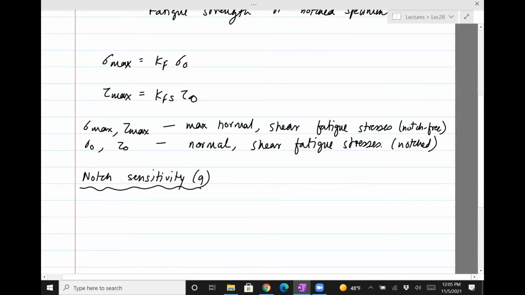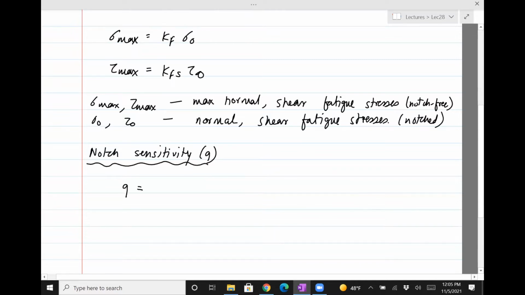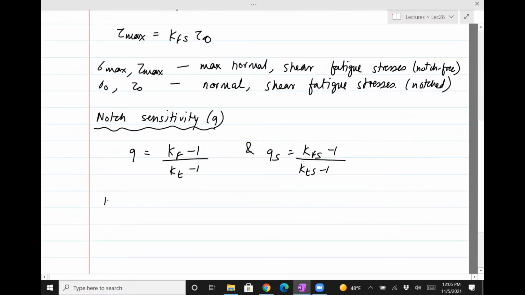Okay, and this takes into account the stress concentration due to fatigue loads as well as the static loads. So it's defined as Kf minus 1 divided by KT minus 1. And there's a similar one for shear. It's KFS minus 1 divided by KTS minus 1, where KF, we've defined this, I'll just not define that again.